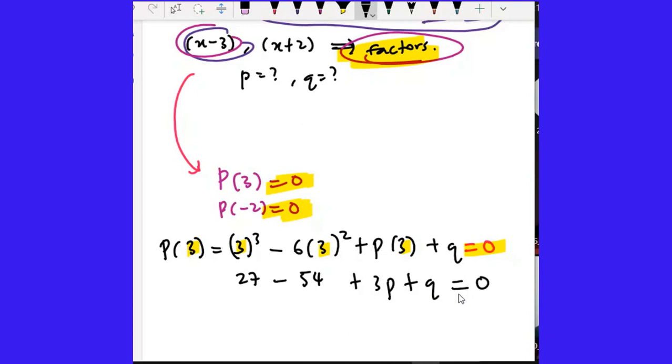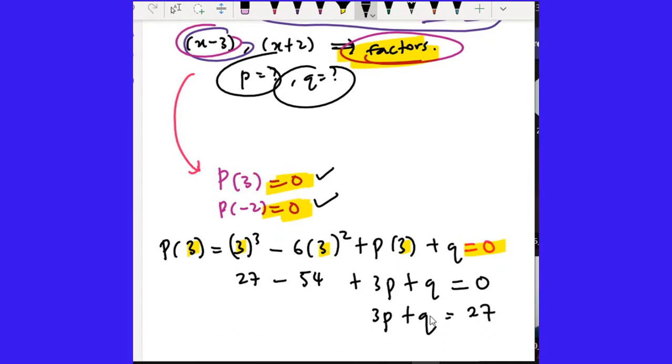Dah nampak dah. Okay. Sebab ini first equation, ni second. Ada P, ada Q. So, two unknowns, two equations, using simultaneous equation. So, for P and Q. So, kita dapat 3P plus Q. Ni tolaknya berapa? 27 tambah, dapat satu equation. Settle.